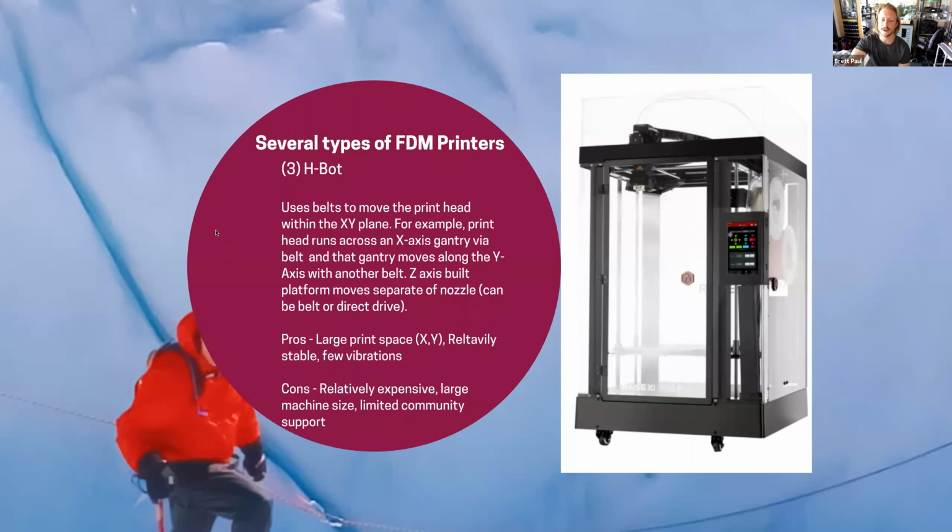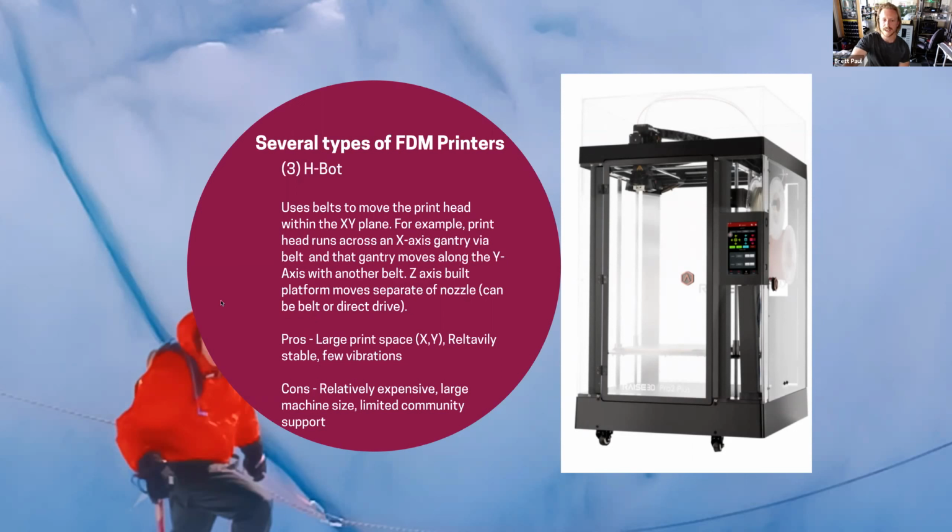The pro here is there's a relatively large print space. The H-bots are also all encased and have a pretty robust support structure. And so they're stable, and there are fewer vibrations, which can help with print quality. They typically are built larger for that reason as well, so you can get larger prints.